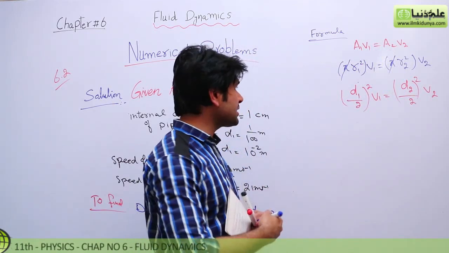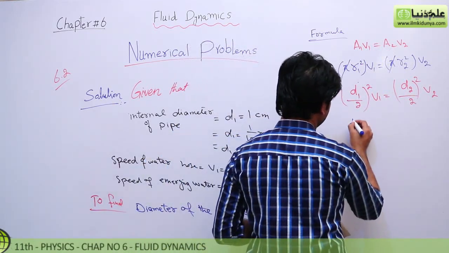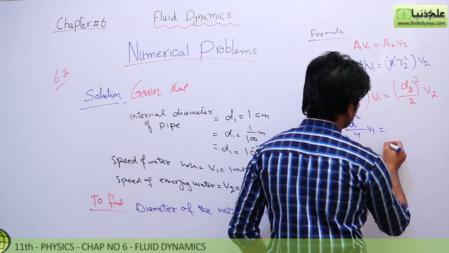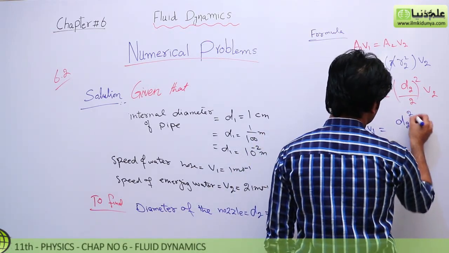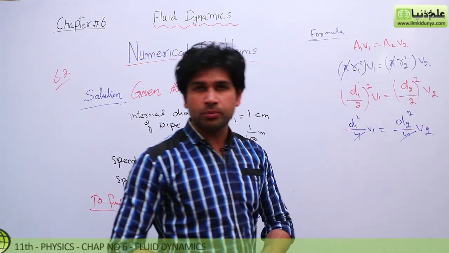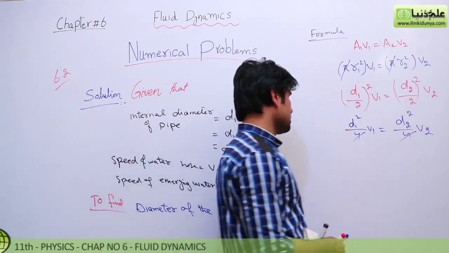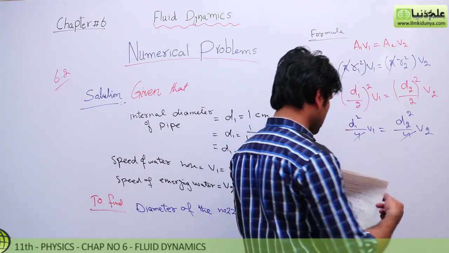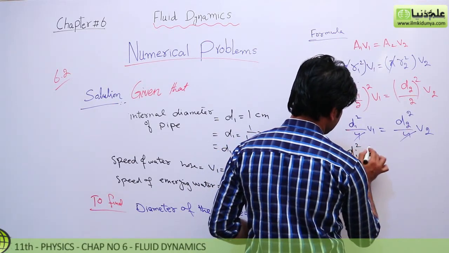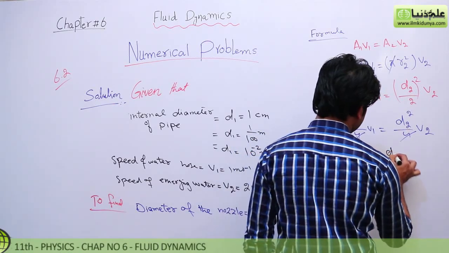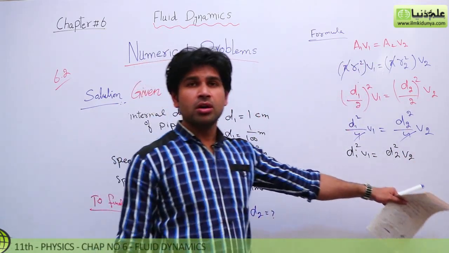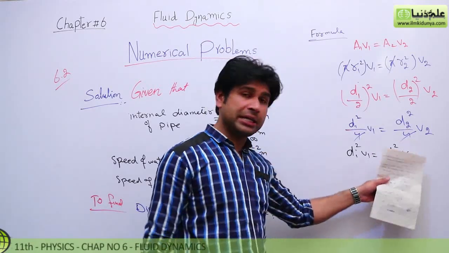Now opening the squares, it should be D1 square over 4 into V1 equal D2 square over 4 into V2. Now we can cancel out 4 on both sides because these are the same constant numbers. Now we will have only D1 square V1 equal D2 square V2.